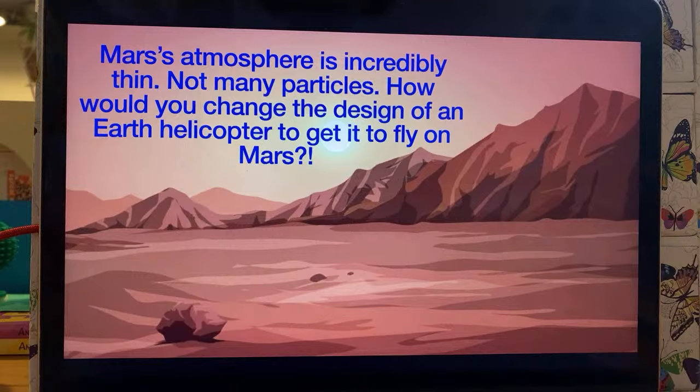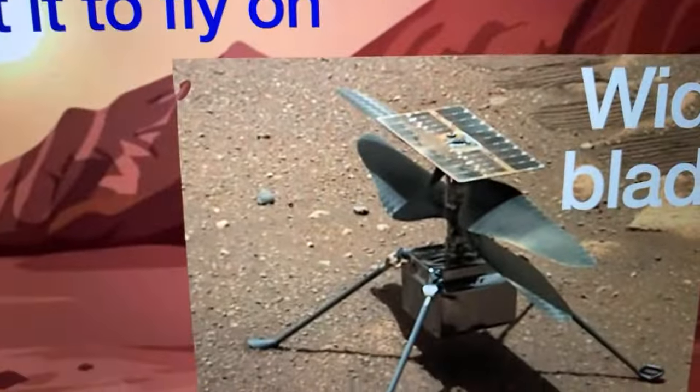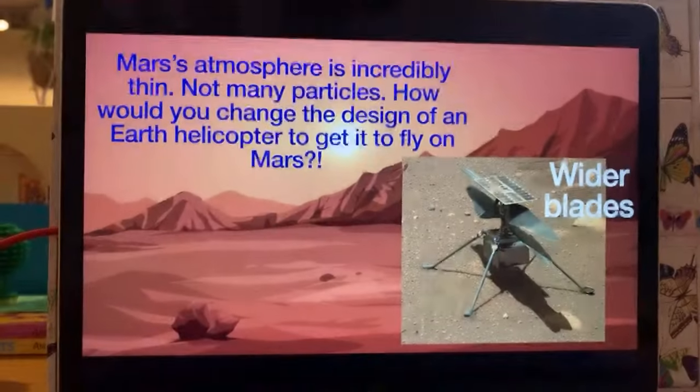Have you got two ways? You're gonna have to change the helicopter, aren't you? You can't like cool down the atmosphere of Mars. Here's the helicopter. This is the Ingenuity, which is on Mars as I speak right now in November 2023. You'll notice it's got very wide blades. So that's one of the ways to push down on more particles.